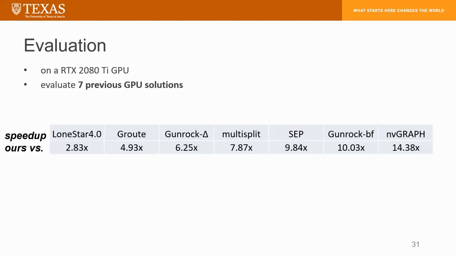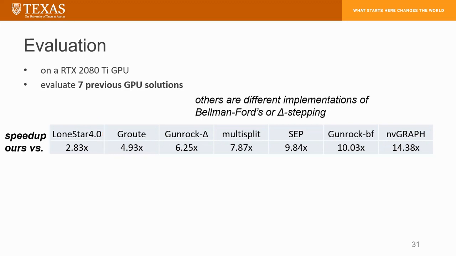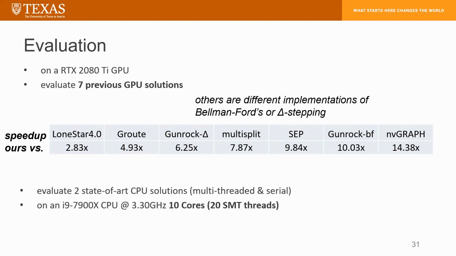This table shows the average speedup of our solution versus the previous solutions, averaged over 226 graphs. You can see Lonestar 4.0 is the best performing of the previous solutions. This is the state-of-the-art GPU solution based on delta stepping that we talked about previously. And the other solutions are either variations of Bellman-Ford or delta stepping.